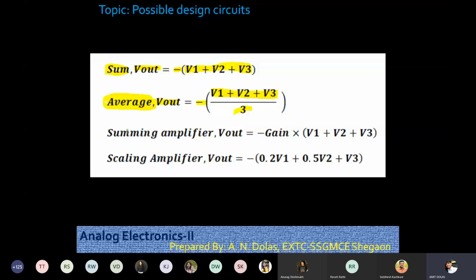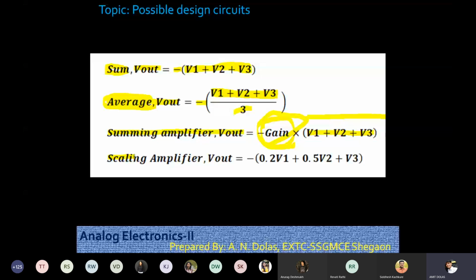Then another possible circuit is the summing amplifier that we already discussed. We will solve the problem on this, don't you worry. In the summing amplifier, V out will be equal to the addition of 3 sources multiplied by gain. I have not mentioned ACL here. It is ACL of course, but just to avoid confusion, I have used the word gain. Otherwise it is closed loop gain ACL. So it will be minus ACL multiplied by V1 plus V2 plus V3. So this is addition and amplification, both operations are carried out in the summing amplifier.